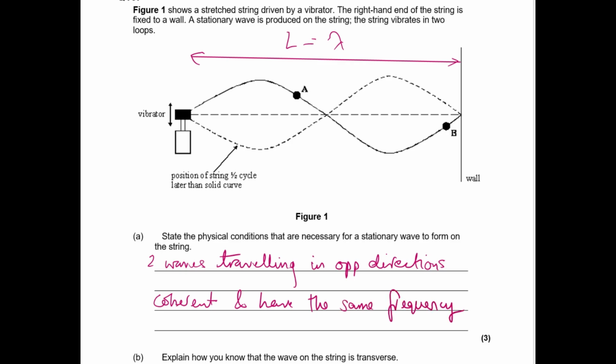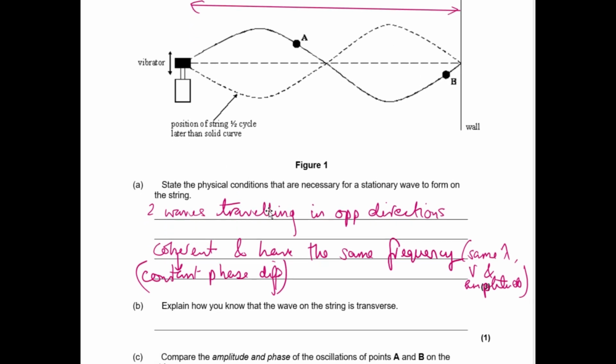Okay, what does coherent mean? It just means constant phase relationship or constant phase difference. I'll just put it in brackets. And what same frequency, that means they have the same wavelength, wave speed and amplitude. So that's pretty much the whole criteria or description of a stationary wave.